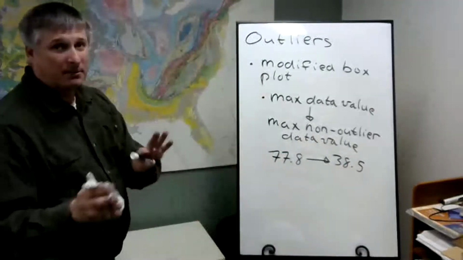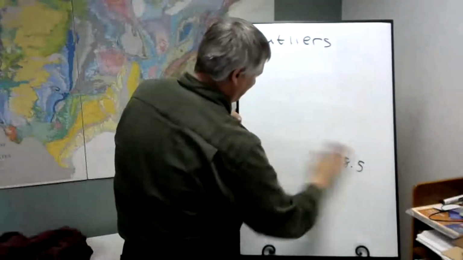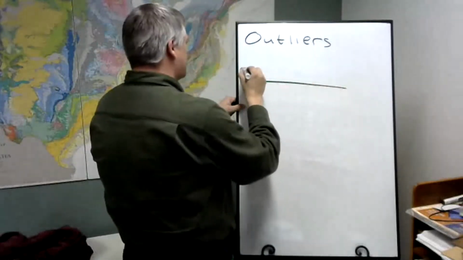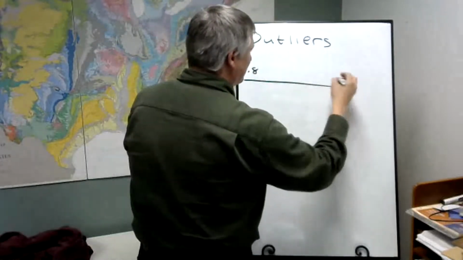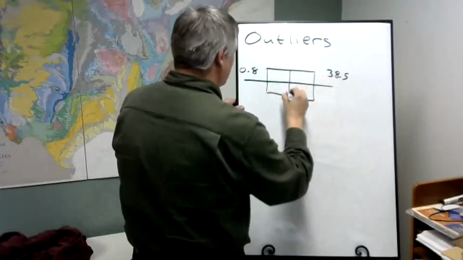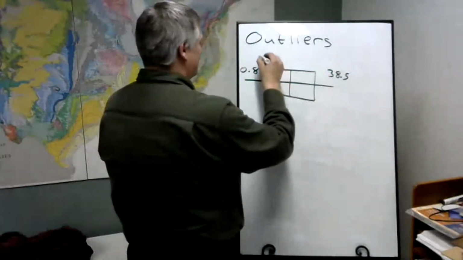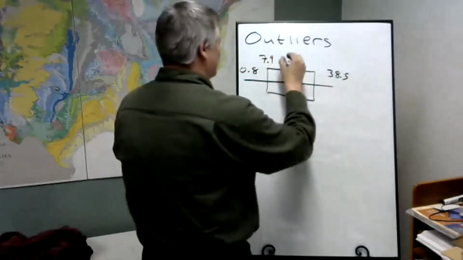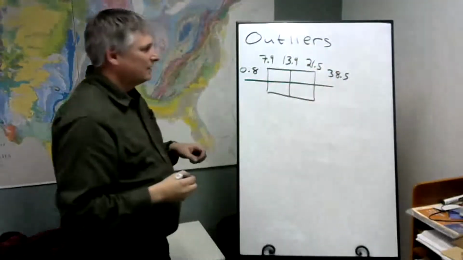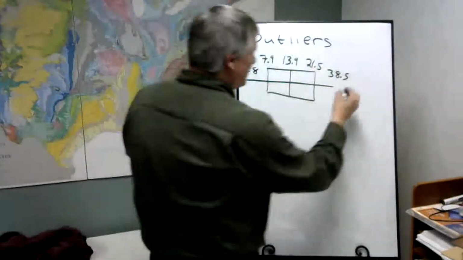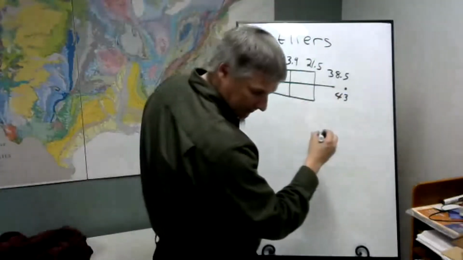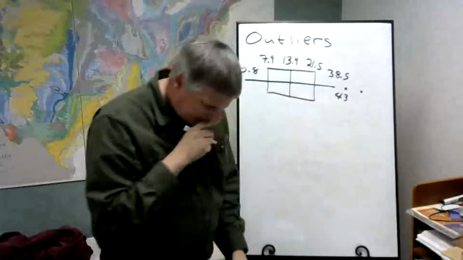Now we put together our plot. So we start at 0.8. We're going to stop at 38.5. We still have our quartiles: 7.9, 13.9, 21.5. And so that's kind of it. But then I'm going to squeeze these in here. Here's 43.